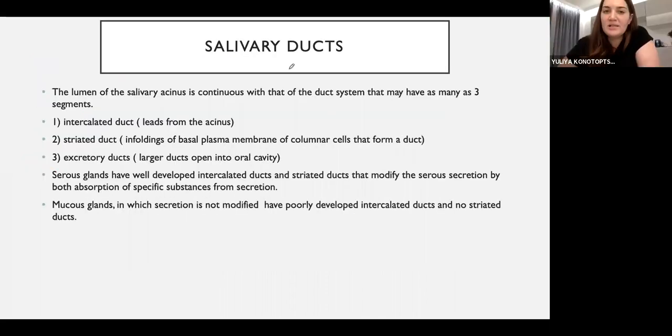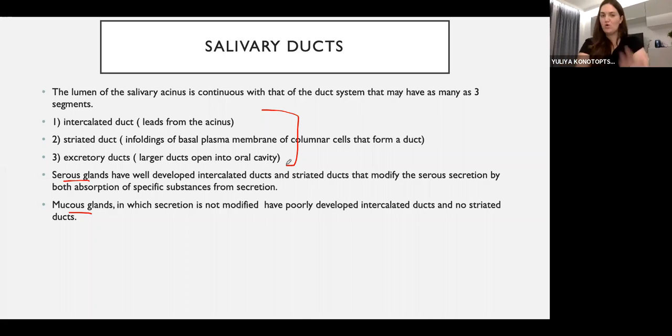Now, salivary ducts. We have said that there are three types of them. There's the intercalated that comes directly from the acinus, then striated, then excretory duct, right? So the excretory duct will be opening up into the oral cavity directly. Now, we have two types of salivary glands: the serous and the mucous ones. Serous glands have all of those ducts, all of them.